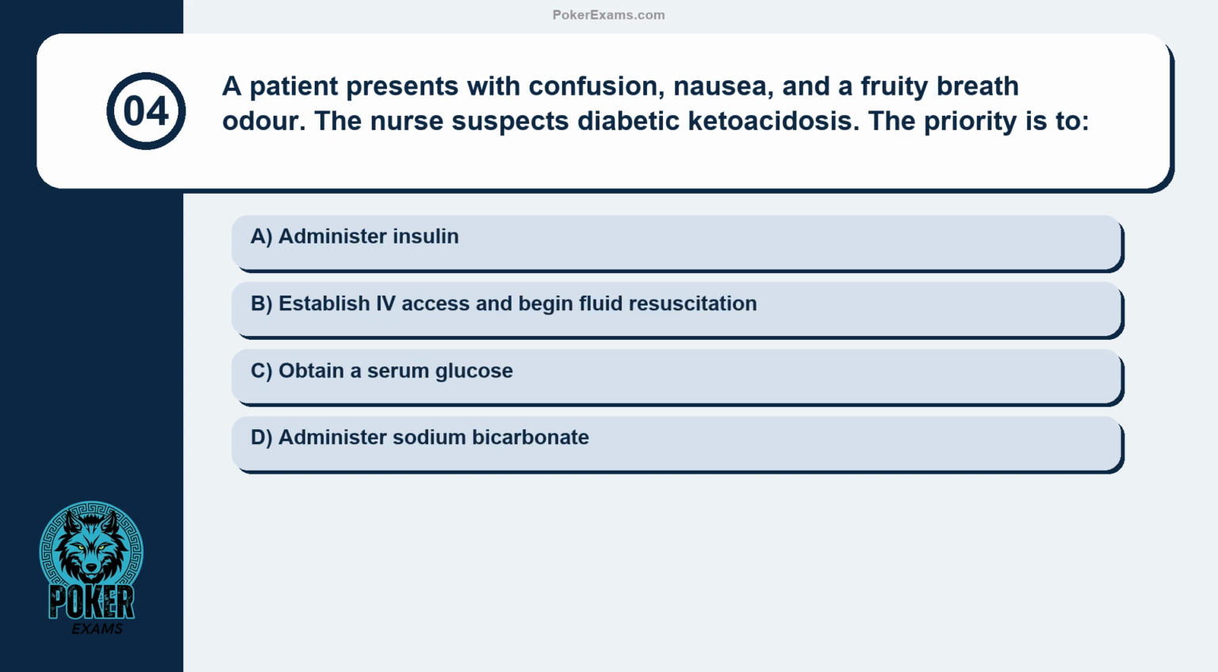Question 4. A patient presents with confusion, nausea, and a fruity breath odor. The nurse suspects diabetic ketoacidosis. The priority is to administer insulin, establish IV access and begin fluid resuscitation, obtain a serum glucose, administer sodium bicarbonate.